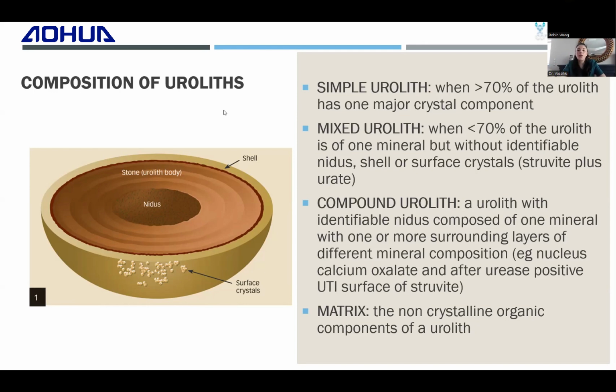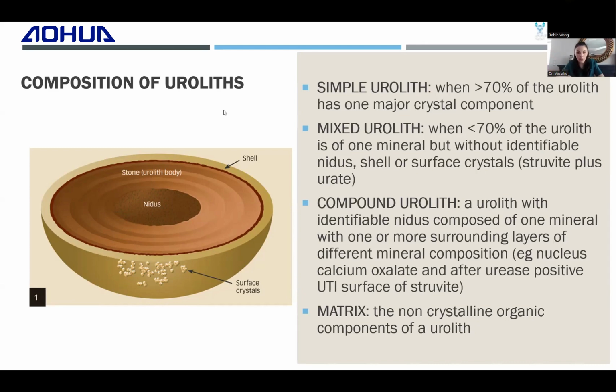Let's say, for example, struvite plus urate. We might have a compound urolith, where a compound urolith is a urolith with an identifiable nidus composed of one mineral with one or more surrounding layers of different mineral composition. So if we know the composition of the nidus, then this is a mixed urolith.